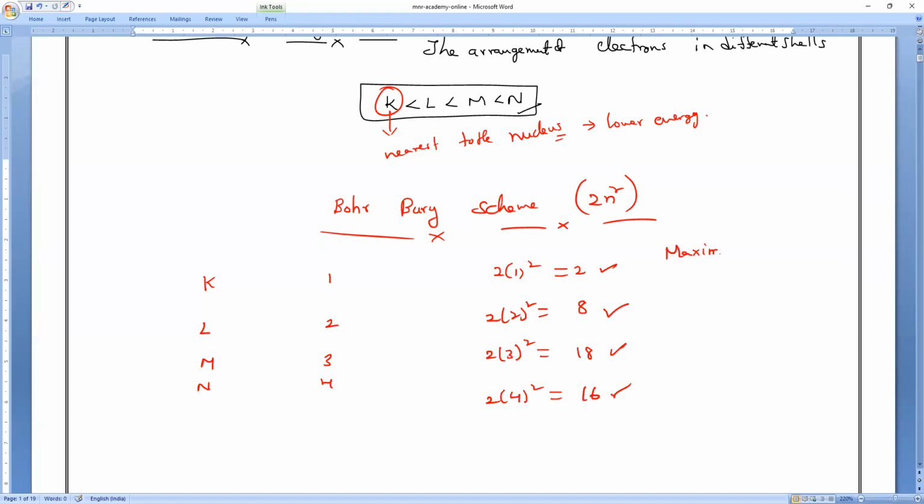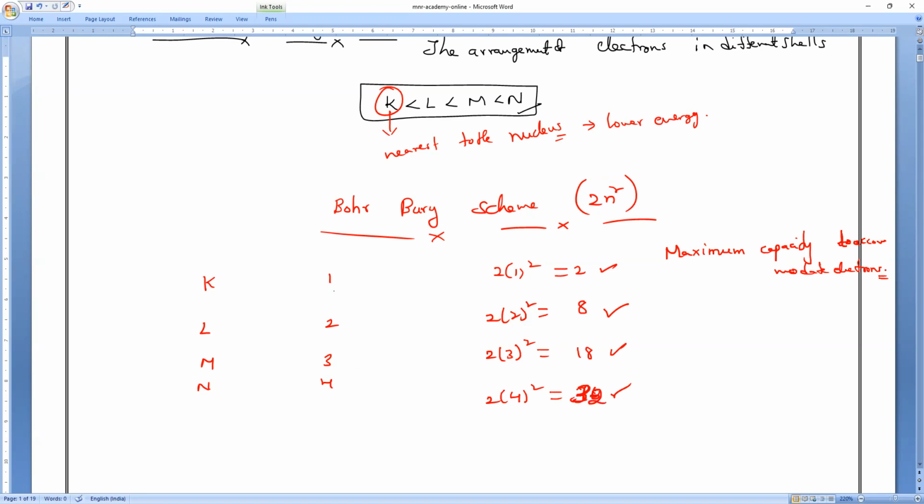This is the maximum capacity to accommodate electrons in a particular orbit. That is what you have to remember. Oh, sorry, here it is 32. Thank you, Laksha.